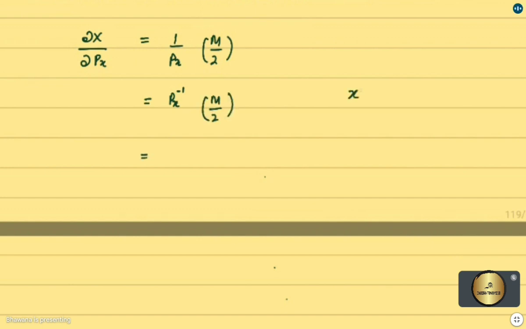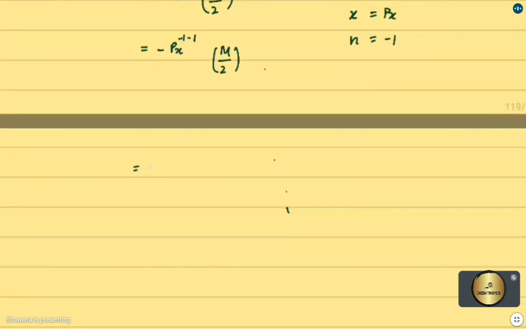As you know, the rule of differentiation: x raised to the power n becomes n x to the power n minus 1. Okay, so here in our case x is equal to price of x, and n is equal to -1. Now let's solve it. So -1 comes in front, and we don't write the 1. Price of x to the power -1 minus 1, and m by 2 as it is. So you will get minus 1 over px square in the minus term, and this m by 2.